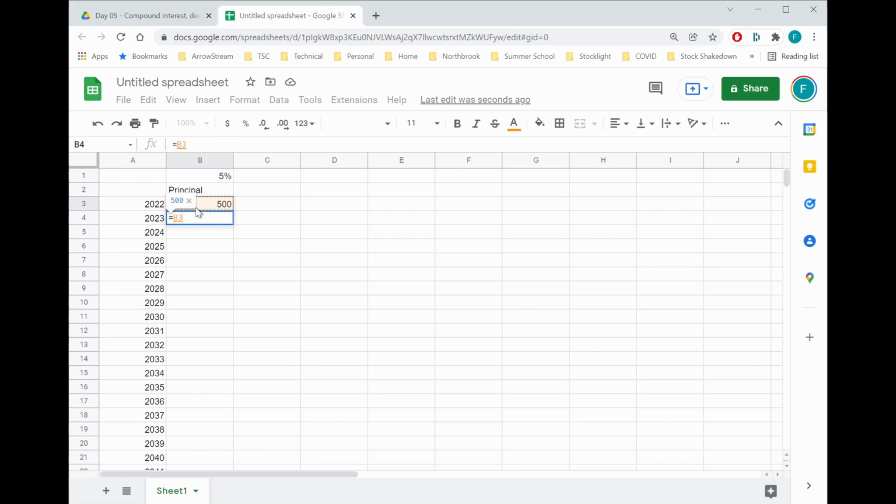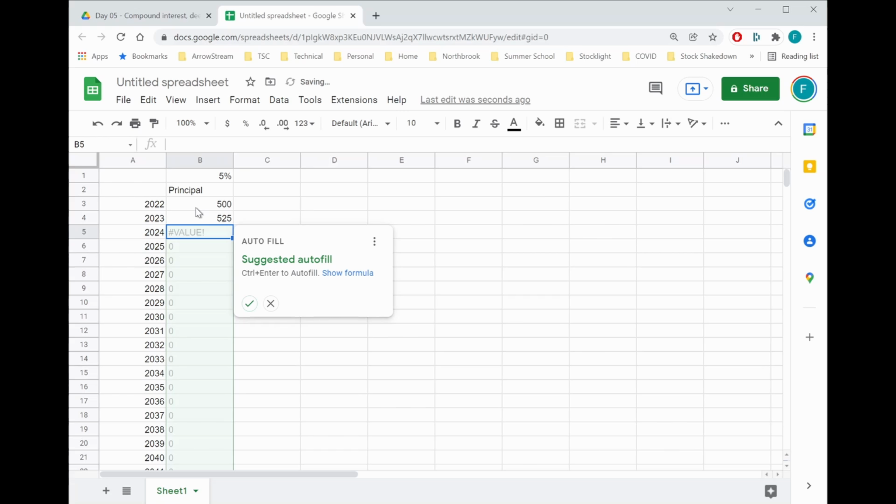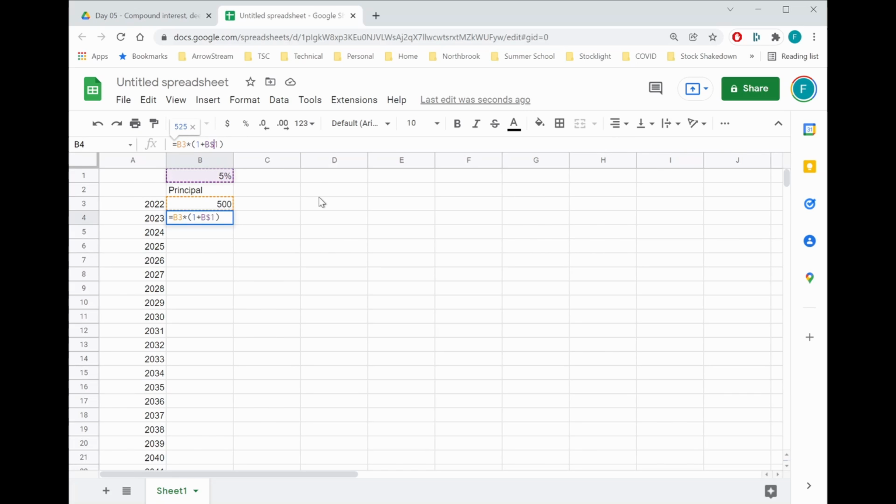So we take the previous year and multiply that by 1.05. And end up with, see, it's going to suggest an autofill, but we don't want to do that right now. 525. The reason we don't want to do that is because I forgot to make that static. So it only refers to this, and when I pull it down, it doesn't refer to other things. But now I want you to do the same thing, and then pull it all the way down here and see how much money you would invest each year.